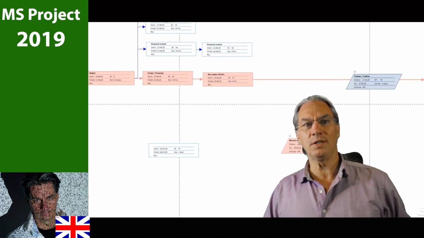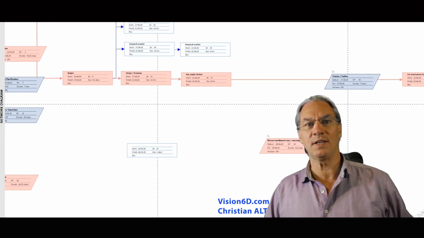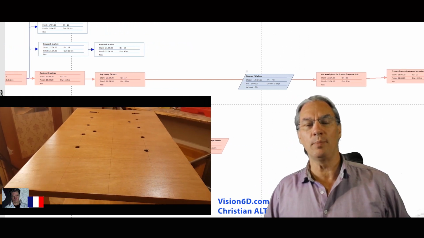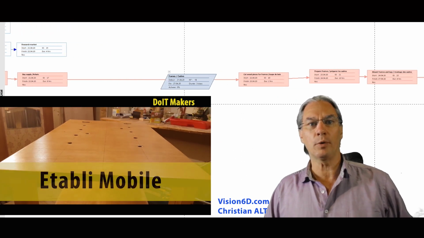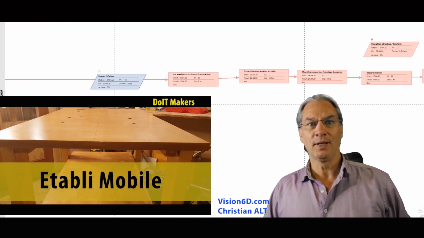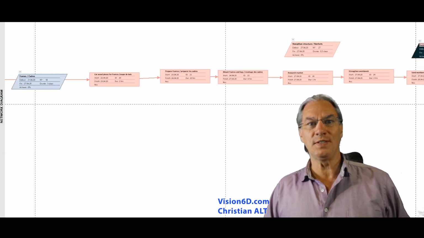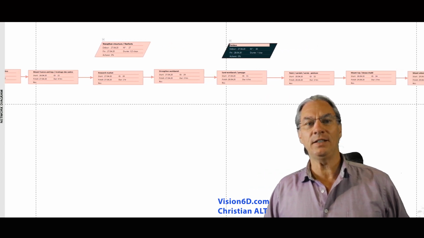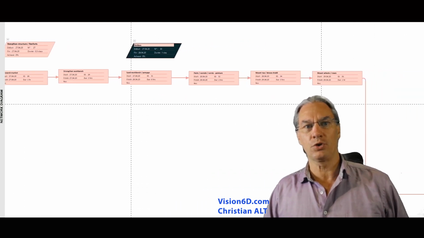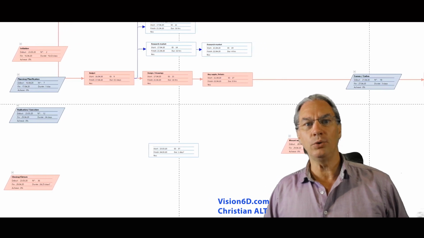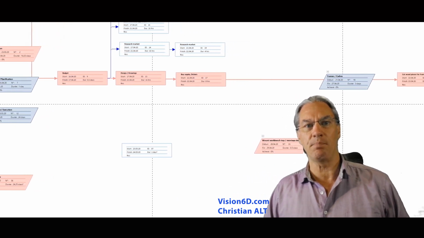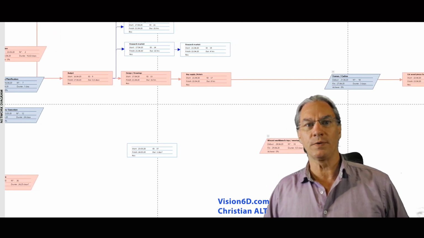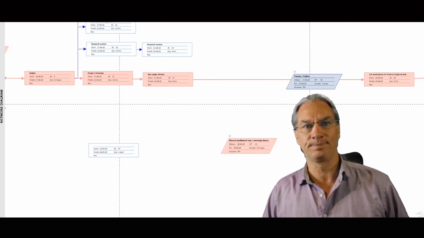Really interesting to see the flow of those activities here. This project is a project in which I built a mobile workbench or a barbecue cart. I'm Kristen from Vision 6D, and what you see are the flow of activities I needed to build that workbench. The ones that are in blue are the ones still having some margins, and the ones in pink or red are the ones on the critical paths.